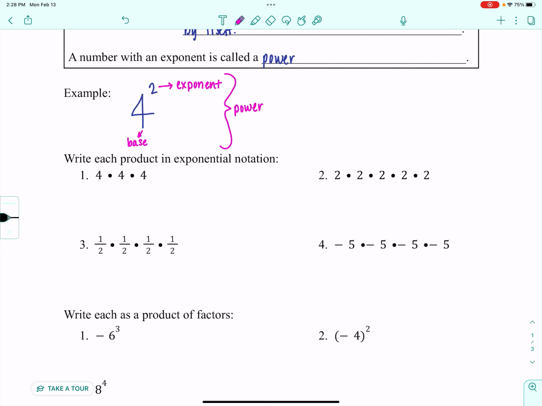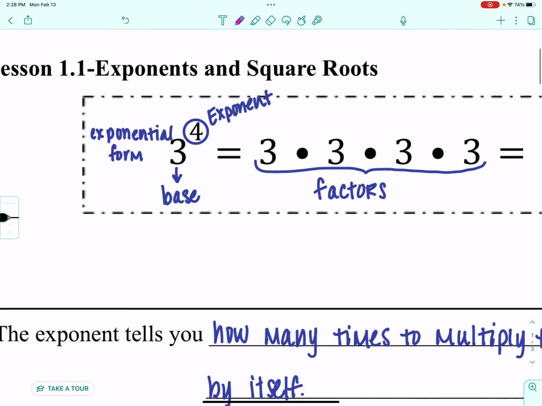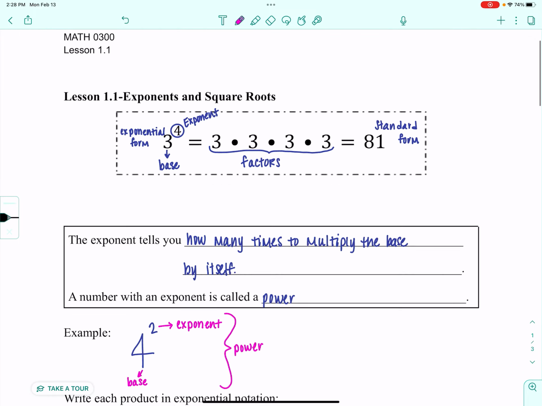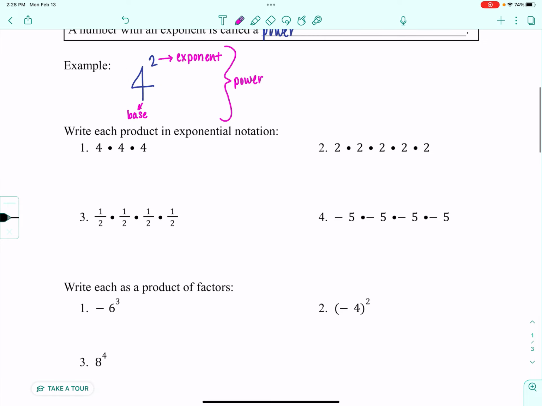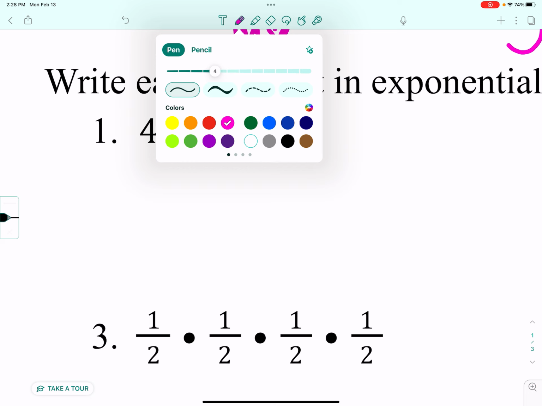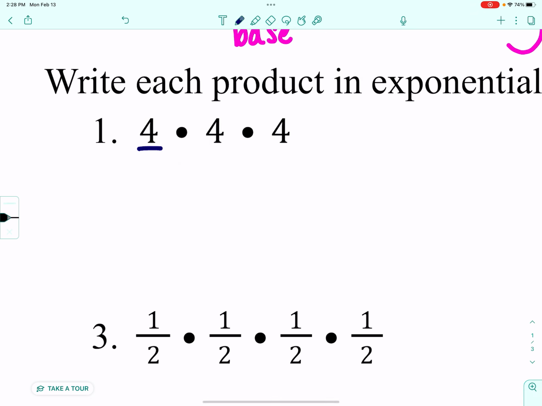So our first example, I guess our second example, says to write each product in exponential notation. Remember, exponential notation means we want to write it as a base with an exponent. Well, it looks like the 4 is being multiplied over and over again. So I think my base will be the 4. And it got multiplied by itself 3 times. So my exponent will be a 3.